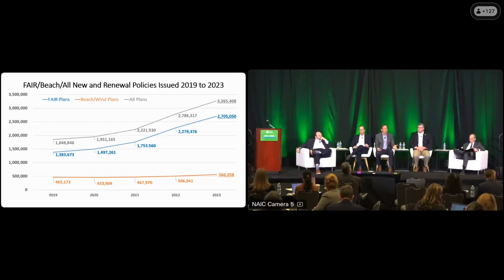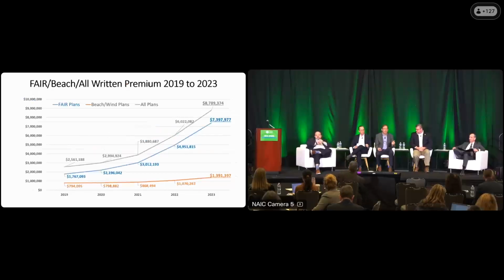And you've heard a lot and seen a lot in the press about California, and they are one of the primary drivers of the policy count increase, along with Florida. And that's also driven, for the factors previously mentioned, the increase in housing costs, the increase in property values, the increase in reconstruction costs that has driven written premium, because a lot of the plans are providing coverage that needs to protect that mortgage. So it has to be for a higher amount than it previously was.